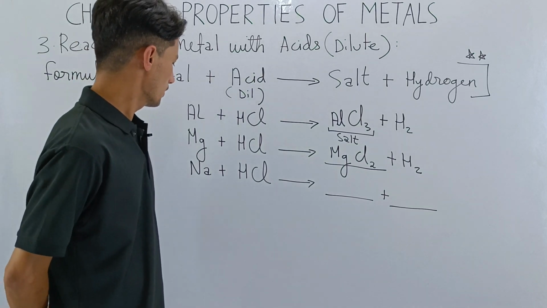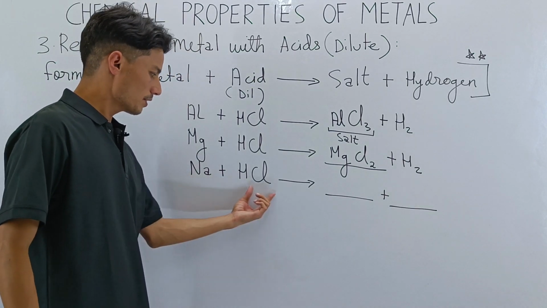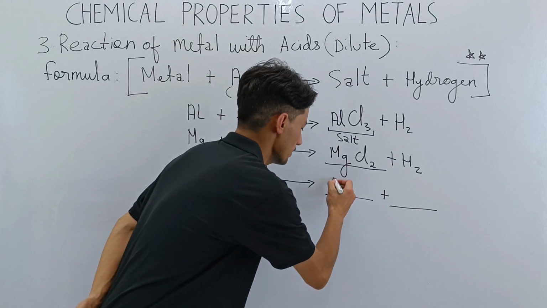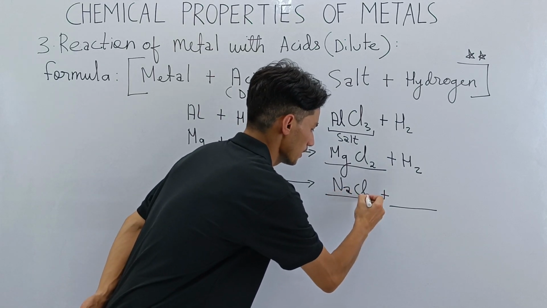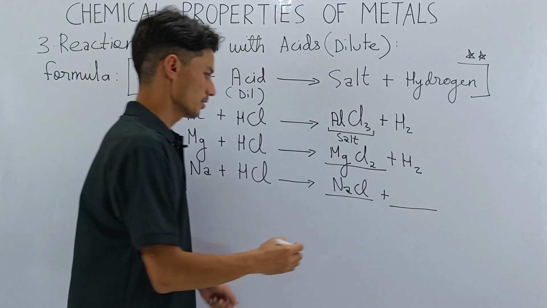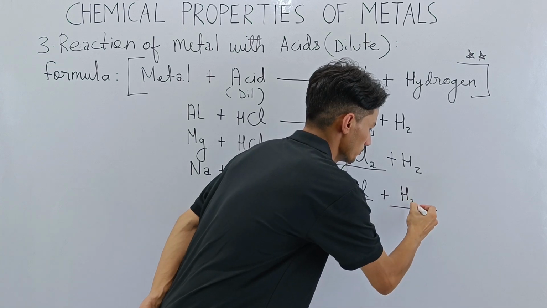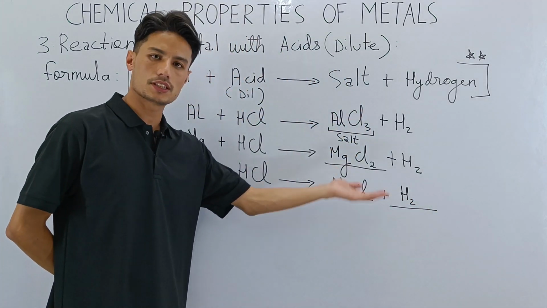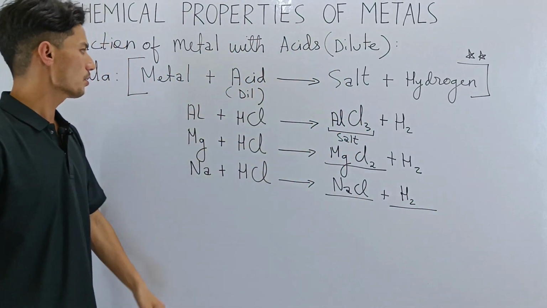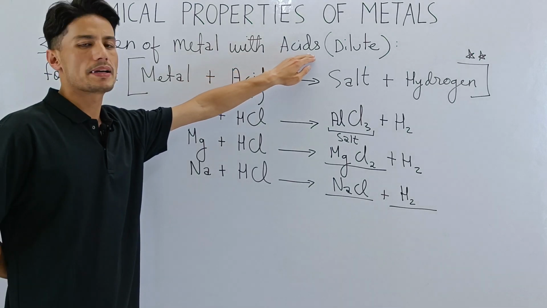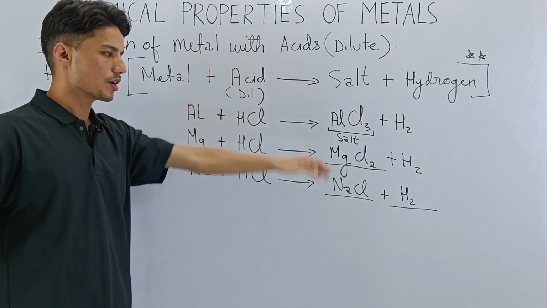So what you'll get? You'll get sodium and Cl. So you'll get sodium chloride, NaCl, plus hydrogen, you get H2. There you go. This is it. This is how the reaction of metal with acids works. This is what you have to study.